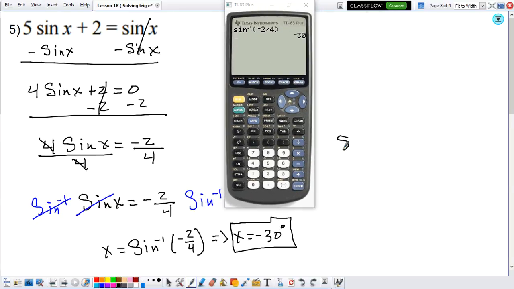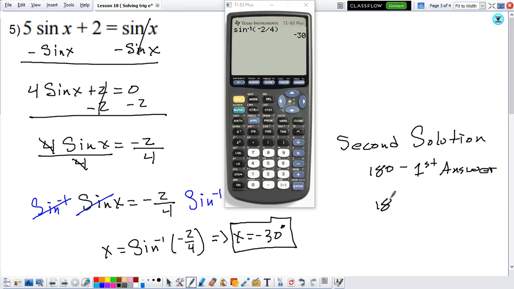Second solution. Remember that if you multiply by the sine inverse, your second solution is always obtained by 180 minus the first answer. So let's do that. 180 minus, my first answer was negative 30. So this becomes a plus. So that becomes 210. So x is equal to 210.